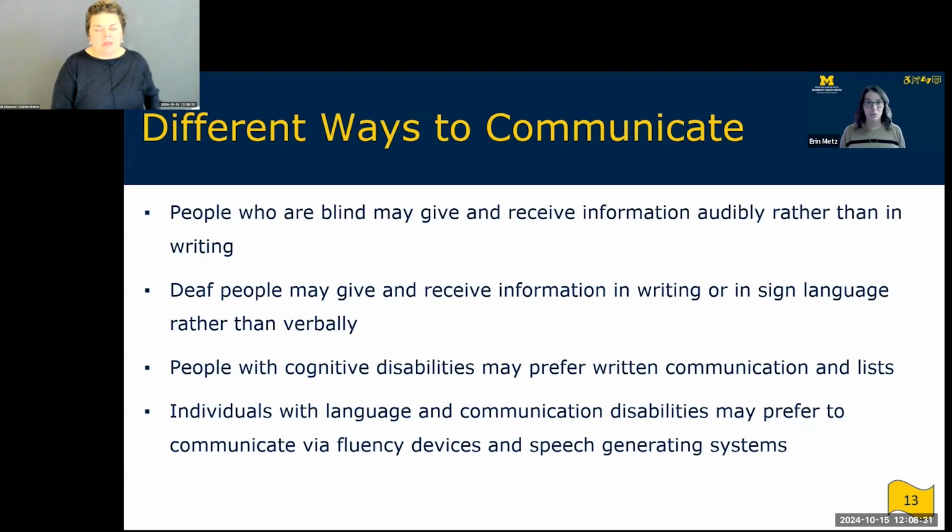There are a lot of different ways that we can communicate. People who are blind might give and receive information audibly rather than in writing. Deaf people might give and receive information in writing or in sign language rather than verbally. Those with cognitive disabilities might prefer written communication or lists, and individuals with language or other communication disabilities may prefer to communicate via a fluency device or some sort of speech generating systems. So people can communicate in a lot of different ways, and that's okay.